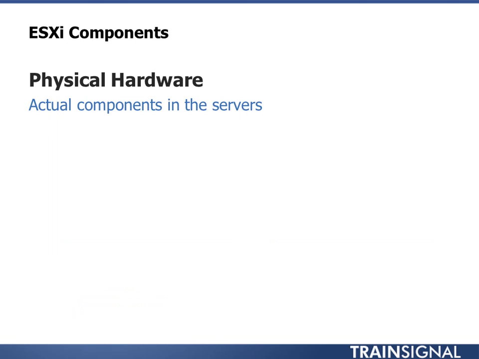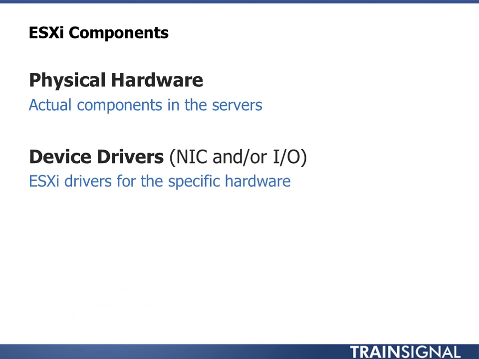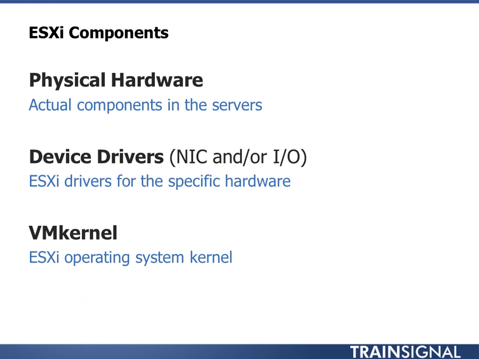So let's talk a little bit about ESXi's components. First you have the actual hardware, the server, the physical components, if you will. And then we have the device drivers for NIC or I/O or disk or anything like that. And these are specific ESXi drivers for that specific piece of hardware, so it doesn't just use any Linux driver. There are specific ESXi drivers. And then we have the VMkernel, which is kind of the ESXi operating system kernel. It's what does all the really intelligent work within ESXi.